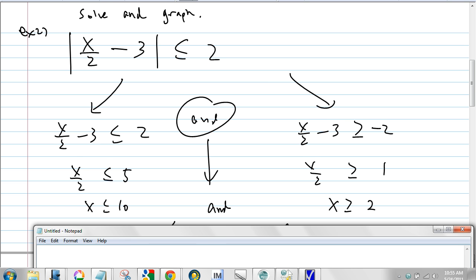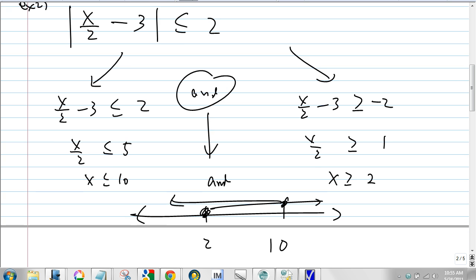So, did you all get this graph where you have the overlap? So, do I leave it like this? Would it be okay? No? Okay, how would you graph this?